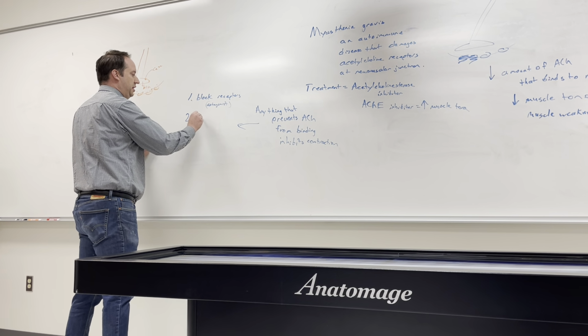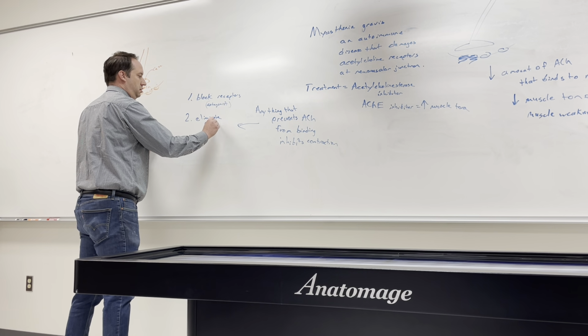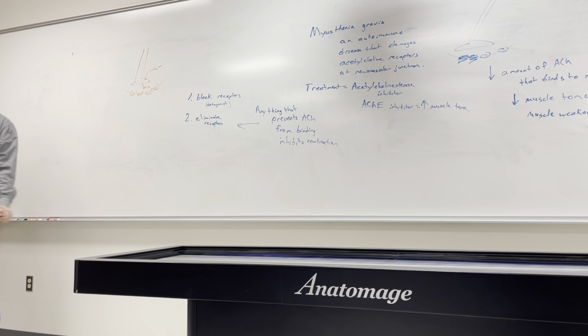We could eliminate the receptors, like we do in myasthenia gravis. There's no receptors to bind to. If the acetylcholine can't bind to its receptor, regardless of the source of that, you're going to lose the ability to make the muscle contract or decrease muscle tone. However you want to think of this, we're inhibiting contraction because acetylcholine can't bind to its receptor.